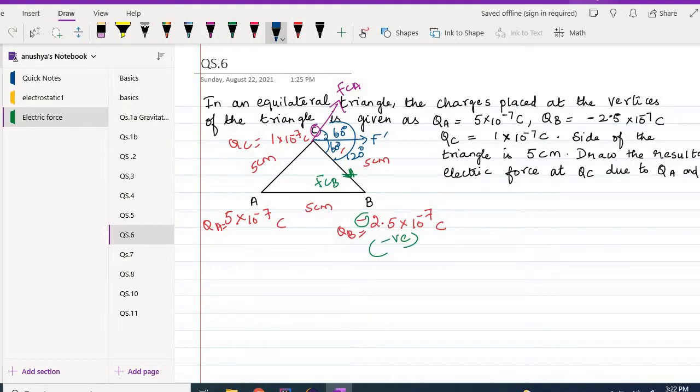So two like charges will repel, and unlike charges will attract each other. So at the point C, A exerts a repulsive force. So C is repelled away from A, so you are drawing away from A in this direction. When you compare to B, it will be attracted. So C is pulled towards the B. So the force is in this direction. Resultant will be between this FCA and FCB.